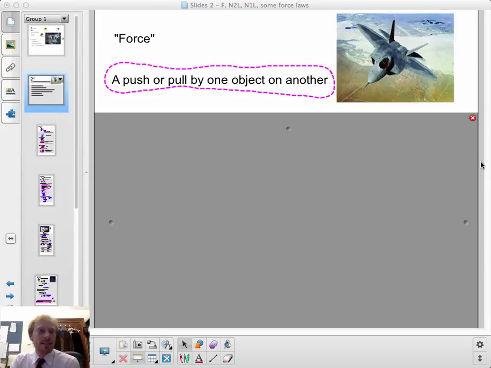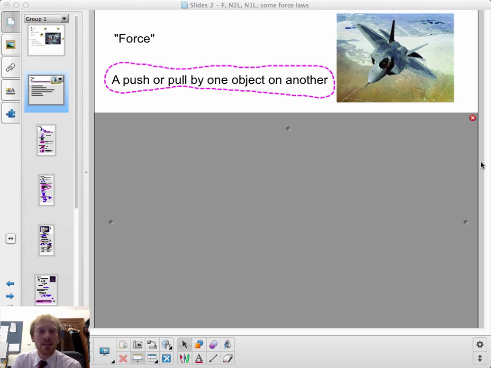In this screencast, I'm going to talk about a few different concepts related to force. We'll talk about what forces are, we'll talk about Newton's second law, we'll talk about Newton's first law, and we'll do a brief introduction to the gravitational force law.